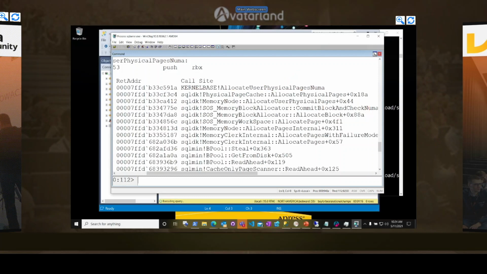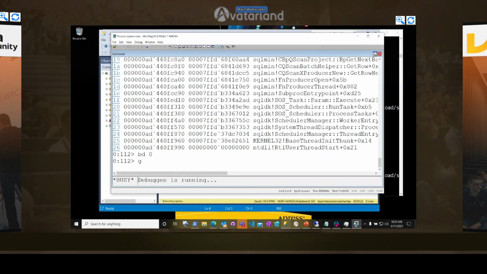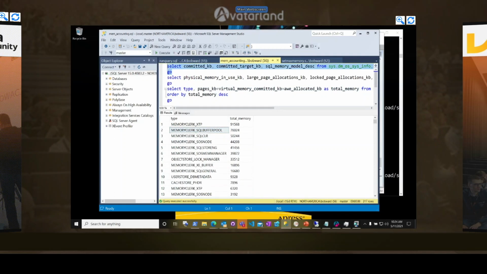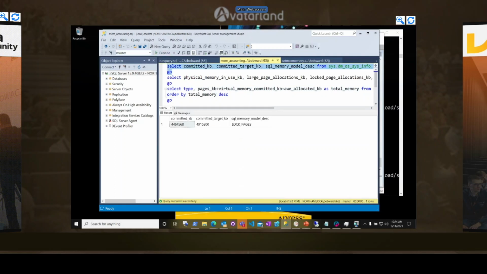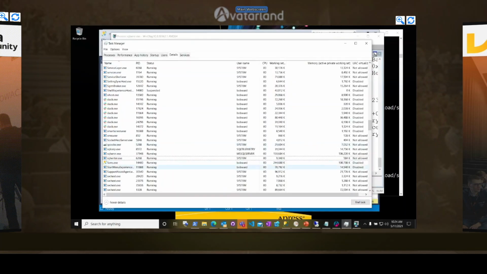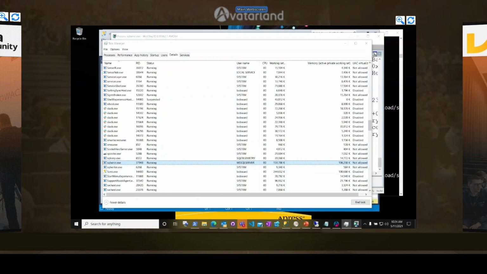So if I disable this breakpoint and let the query finish, let's look at the accounting that we showed you earlier. Notice now I'm using locked pages. My target and my commit look almost the same, but look at Task Manager. The working set for SQL Server is still low, only 150 meg. I'm using 4 gig of memory, but only 150 meg comes from the working set. This is why it's not trimmable.